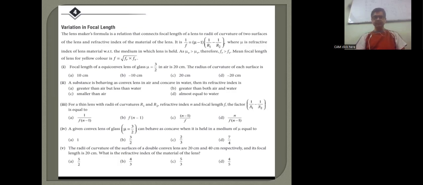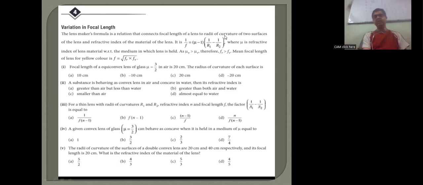Question 1 says focal length of equiconvex lens. The equiconvex lens means the radius on both sides is the same. Equiconvex lens of glass refractive index 3 by 2, focal length is 20 centimeters. The radius of the curvature of each surface will be.